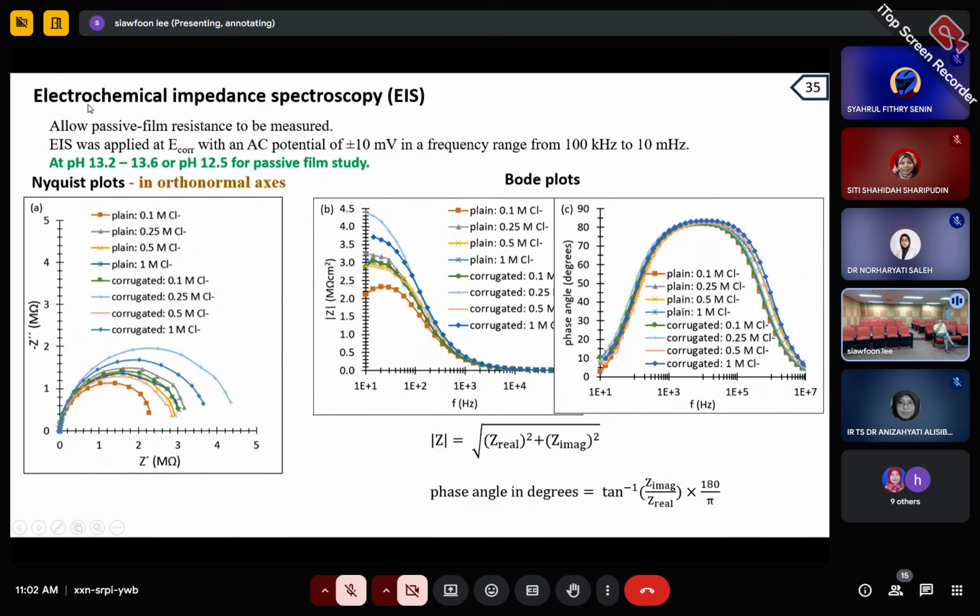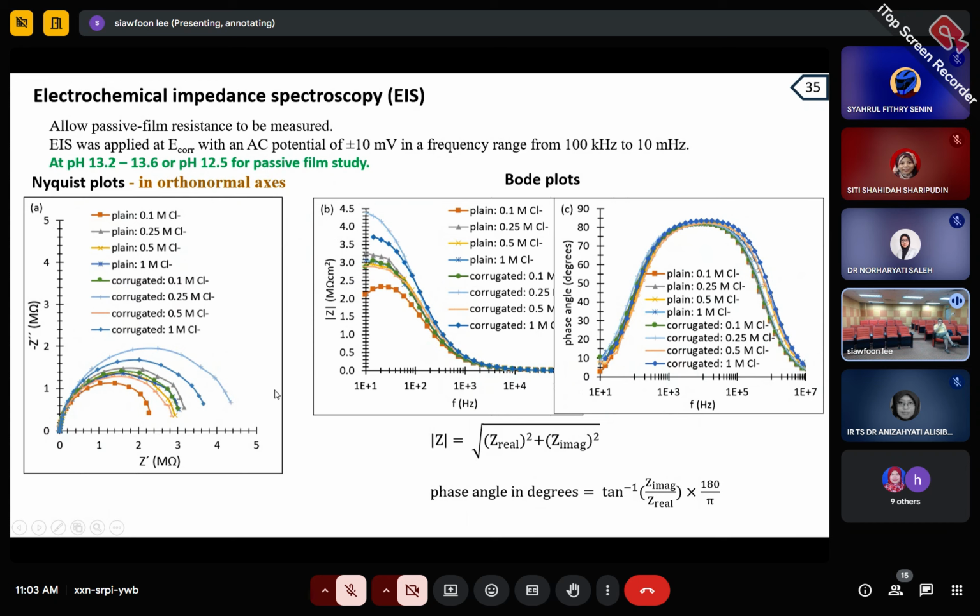Okay, and another technique is called electrochemical impedance spectroscopy. This technique allows the resistance of the passive film to be studied and measured, so that you know whether a passive film exists or not. When you apply it, you will get two plots: one is a Nyquist plot, another is a Bode plot.